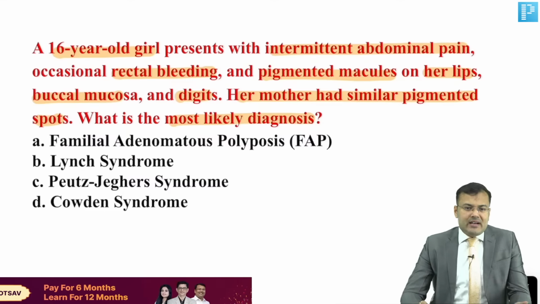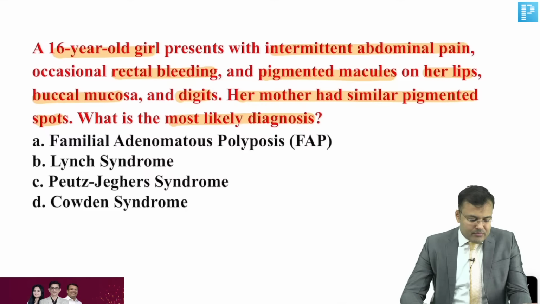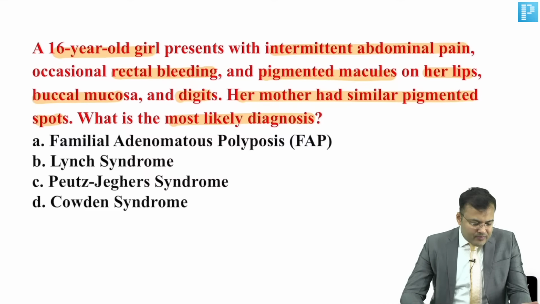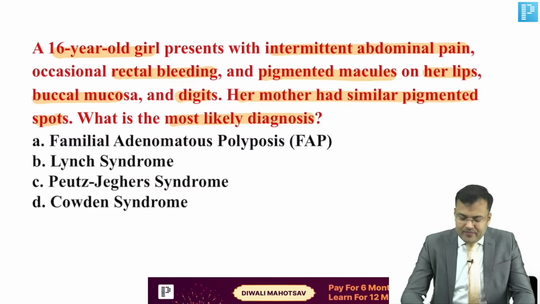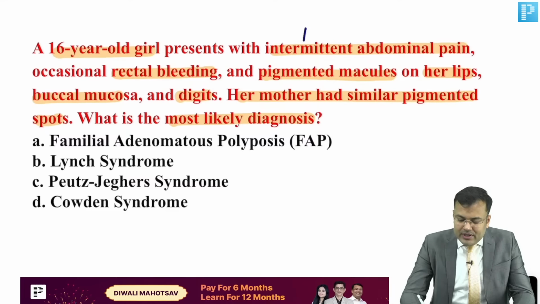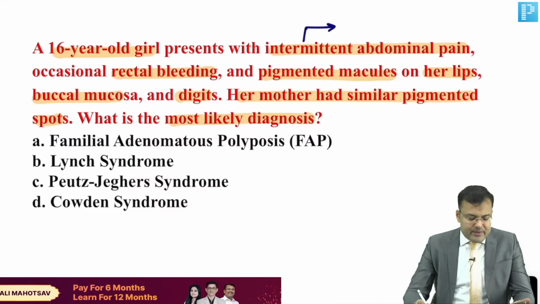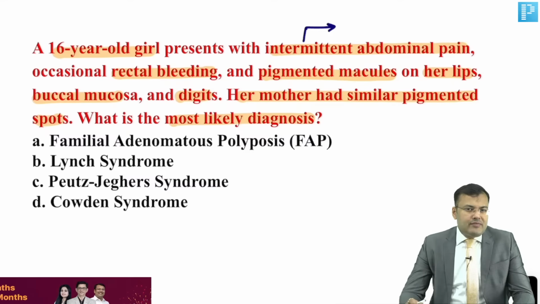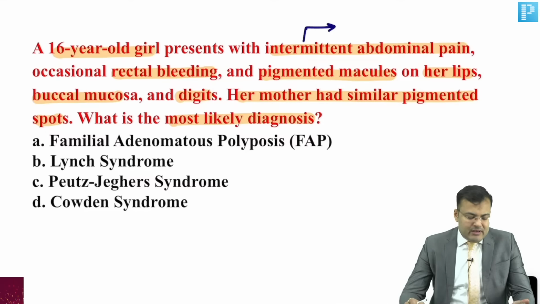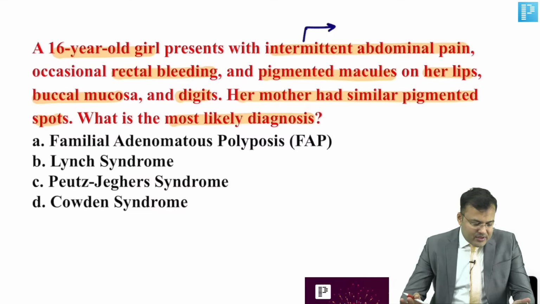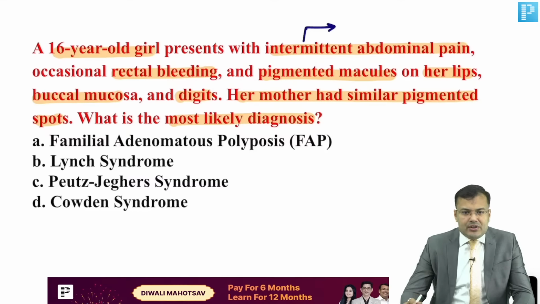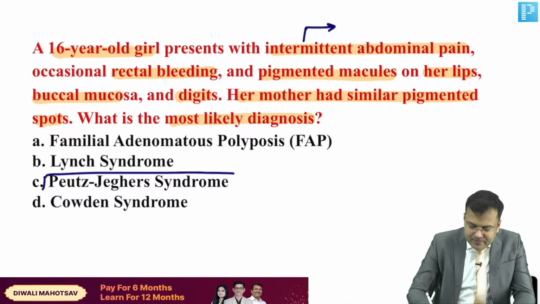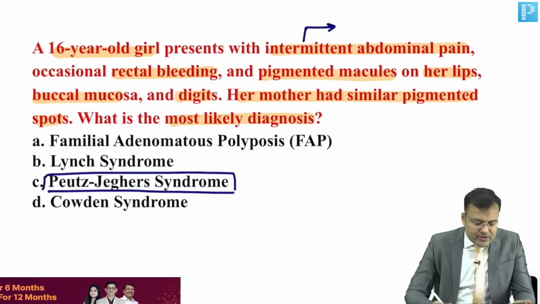Everybody is marking the correct answer. Obviously, it is Peutz-Jeghers syndrome. This is Peutz-Jeghers syndrome. Clear guys? Now see this. Can anybody tell me what is the cause of this intermittent abdominal pain? Waiting for your reply. Rohit, Twinkle, what is the cause of intermittent abdominal pain in patients of Peutz-Jeghers syndrome? Tell me.